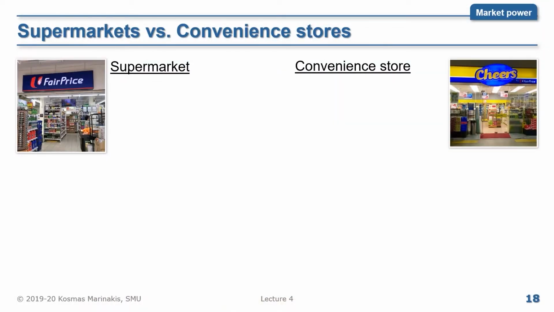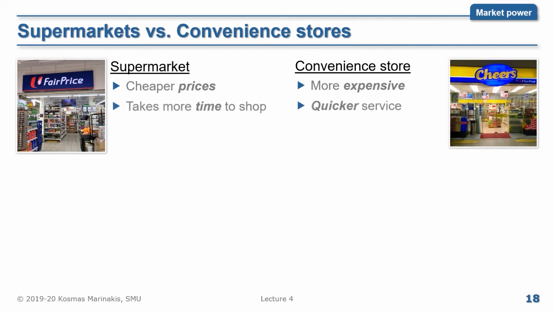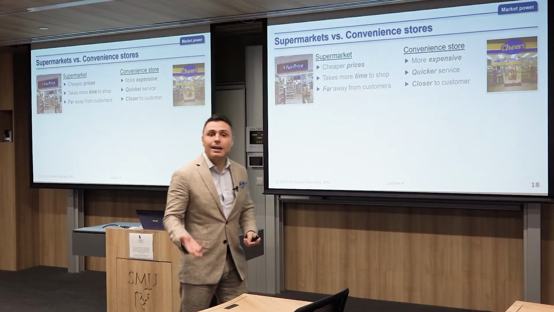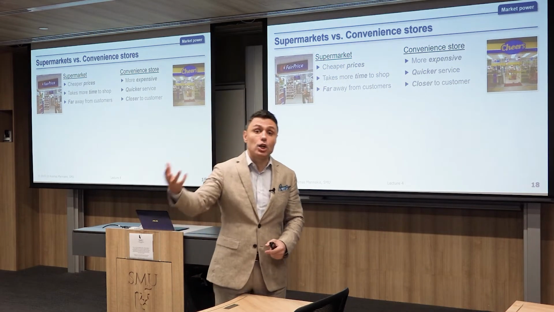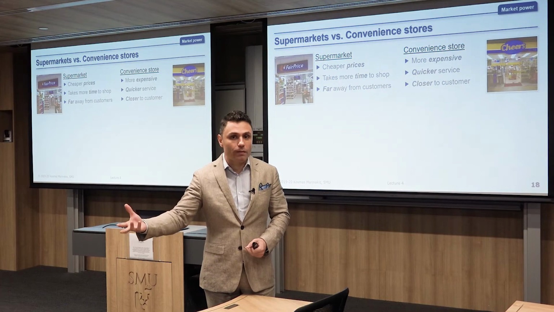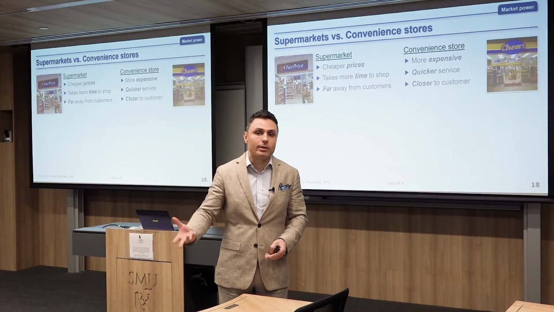So the supermarkets have cheaper prices. The convenience stores are more expensive, which shows you a little bit who has more market power in this case. It takes more time to shop at the supermarket, while the convenience store is conveniently faster. The supermarket is usually further away from customers. Well, I understand that some of you have a supermarket closer than the convenience store, but this doesn't happen with the majority of people.